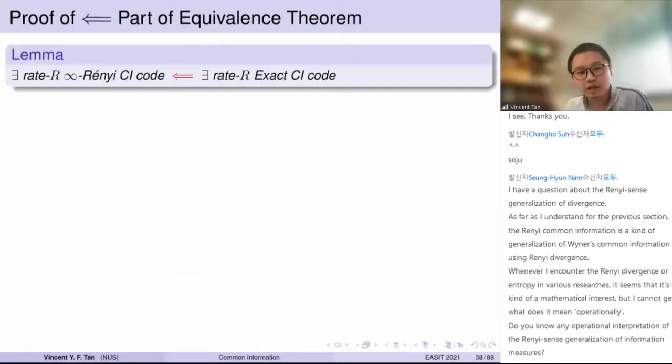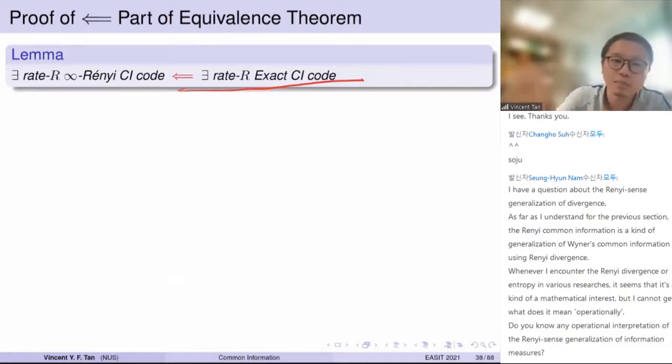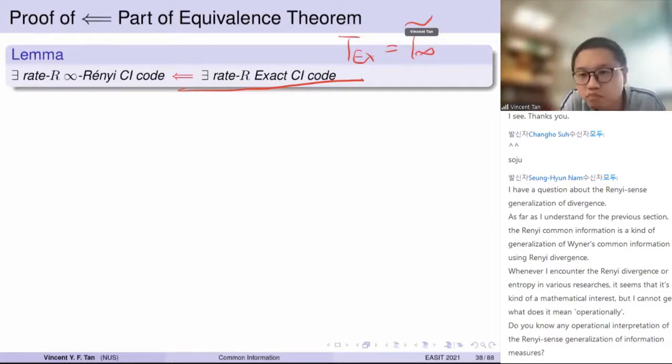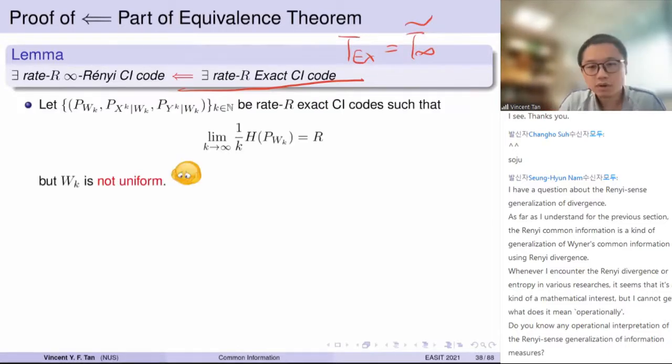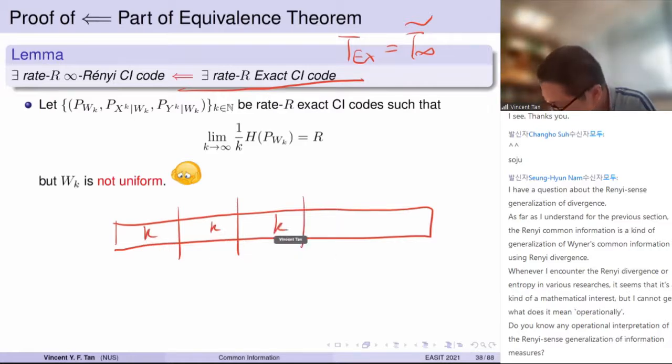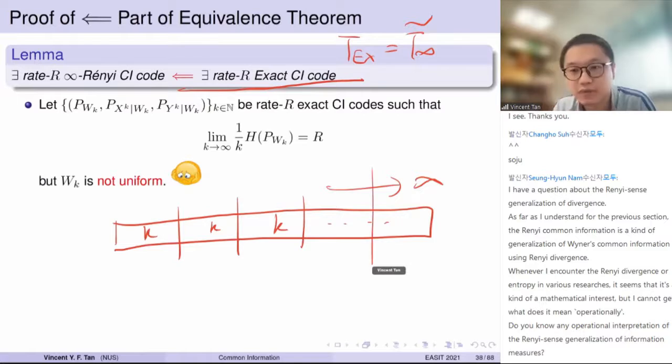Now, in the other direction, if you give me a rate r exact common information code, I need to produce a rate r infinity common information code to establish that T exact is equal to T infinity unnormalized. So this idea is basically multi-letter coding, in information theory parlance. You take a very big code with a long block length, you take it into blocks of size k, and you take many k's, and then you will see what happens. You let k go to infinity, you let the number of blocks go to infinity.